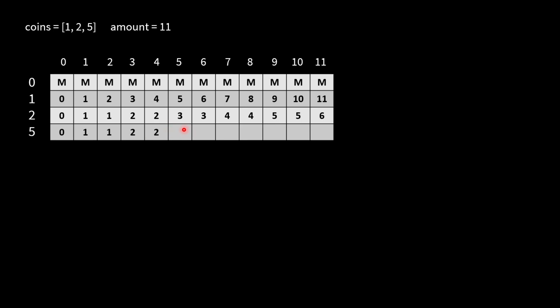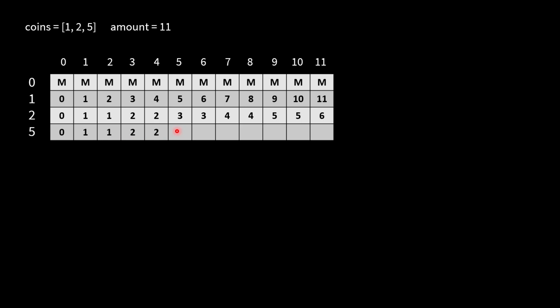Now in this very cell, our target is 5. We have available coins of value 1, 2 and 5. What is the minimum number of coins to take so that we can make it 5? The minimum number is 1, because we have already a coin having value 5. So here the value will be 1.